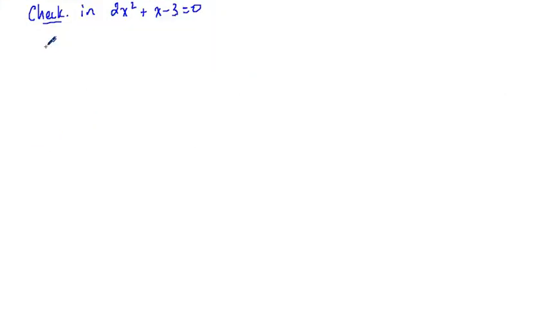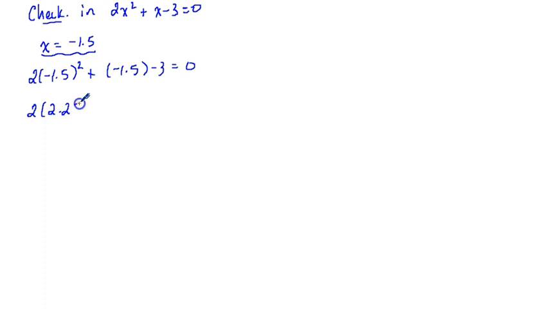Let's check that. So I'll check the x equals negative 1.5 first. We've got 2 times negative 1.5 squared plus negative 1.5 minus 3. That's supposed to equal 0. Negative 1.5 squared, that's 2.25. And then we're minus 1.5 minus 3 here. 2 times 2.25 is 4.5 minus 1.5 minus 3. Yes, indeedy, that does give us balance in the force, as they say in Star Wars.